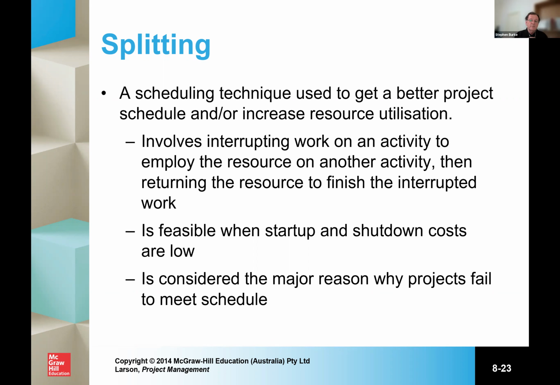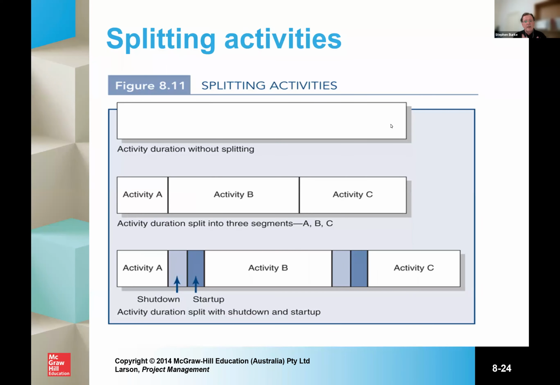And it's often the reason why projects fail to meet schedule, because the resources are split in such a way that you are losing more productivity in the startup and shutdown times than you are gaining in terms of resource allocation. And the example here might be, you've got activity duration without splitting. That's the top white square. But then you might split it into 3 segments.